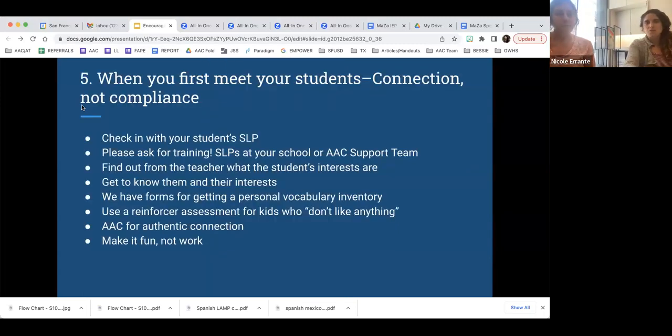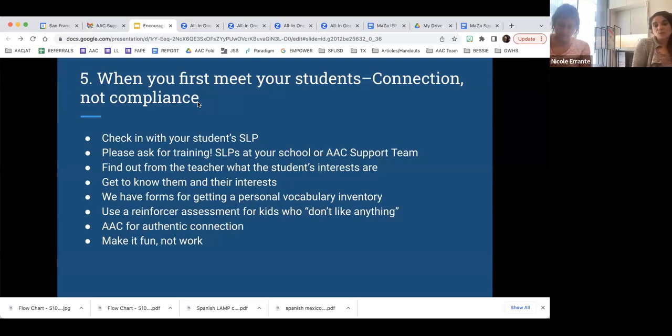Yeah, sure. Okay. So number five, when you first meet your students: connection, not compliance. I think we all come with the best intentions, and all of us, myself included, are still guilty of this sometimes. You're in the school and you're teaching a lesson or a skill, and you ask questions and you want them to answer. There's a time and a place for that, but most importantly, we're talking about AAC. We want to use AAC devices as a way to more deeply connect with our students, know what they're thinking, and communicate with them. That can be the focus always, but especially at the beginning of the year when you're still building rapport and you don't know this person yet. These are some ideas for what to focus on.